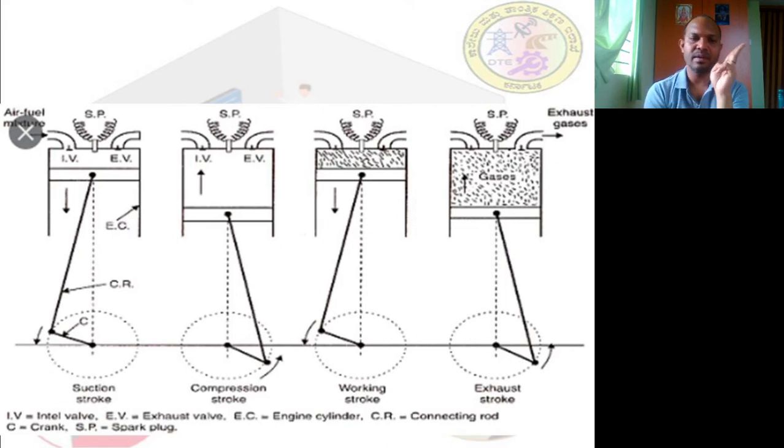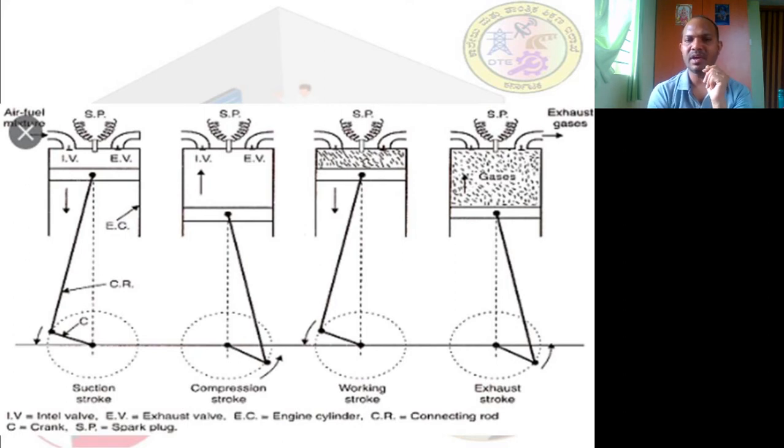The fresh air and fuel mixture will enter into the engine cylinder. And the fourth point is the crankshaft makes a half revolution due to the movement of piston from TDC to the BDC. Is it clear? That's it. So those 4 points are nothing but a suction stroke.